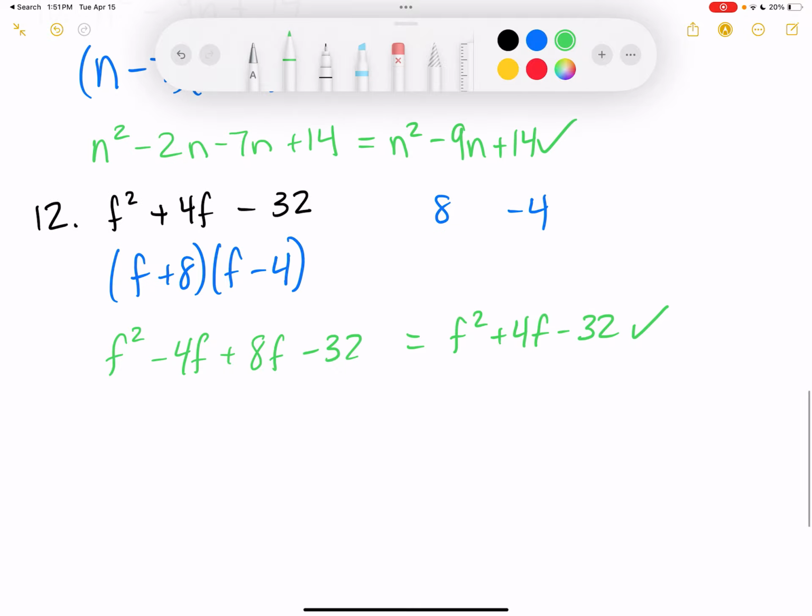Bro. You can't go looking back in your notes during the quiz or the test. No, I just like using my notes for the homework.